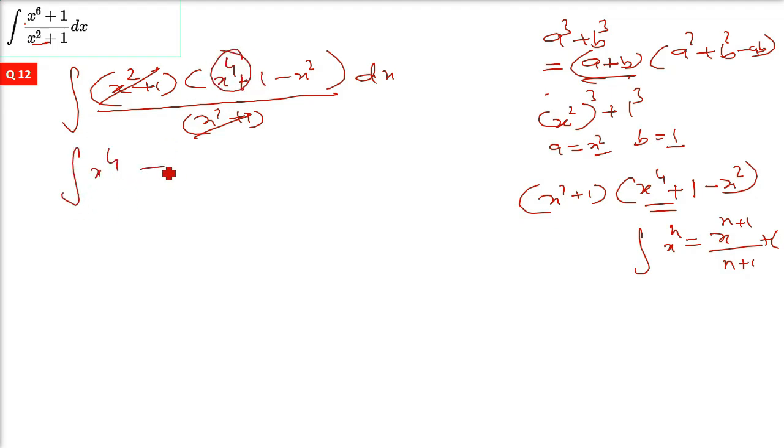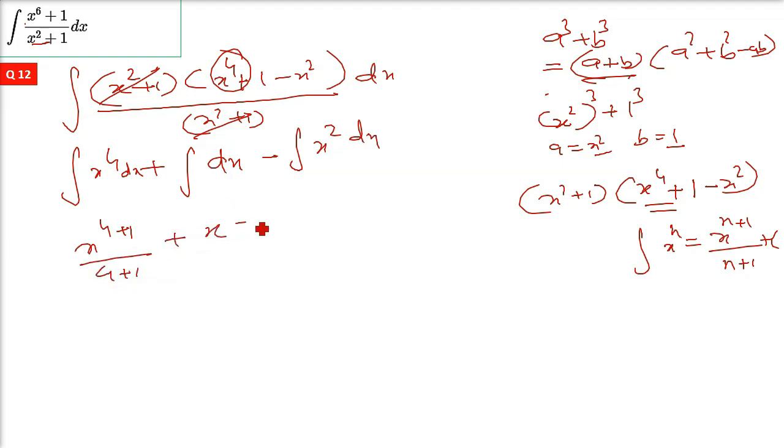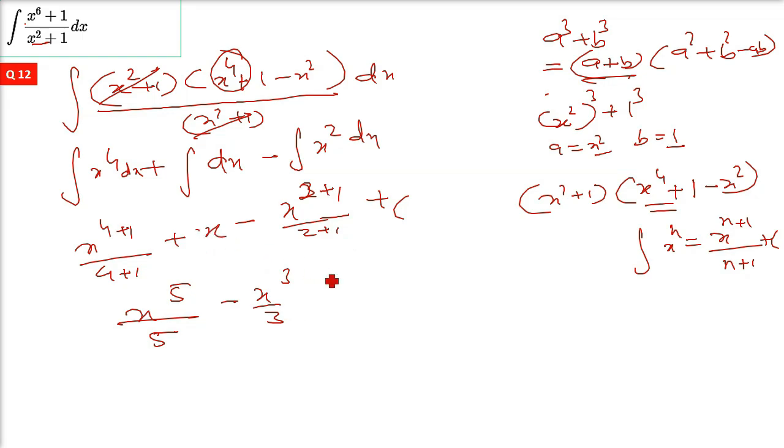Integration of x raised 4, then integration of this dx, then integration of this x square. So this x square dx is everywhere, minus integration of x square dx. X raised 4 is x raised 4 plus 1 by 4 plus 1. Integration of dx is x only, minus x raised 2 plus 1 by 2 plus 1. So you have x raised 3 by 3. So constant of integration, because we have to eliminate this integration sign. So x raised 5 divided by 5, and then we have plus x here. And we always use the descending order of powers. So I'm taking this x cube by 3 first, and then the plus x later, plus c. This is the final solution.